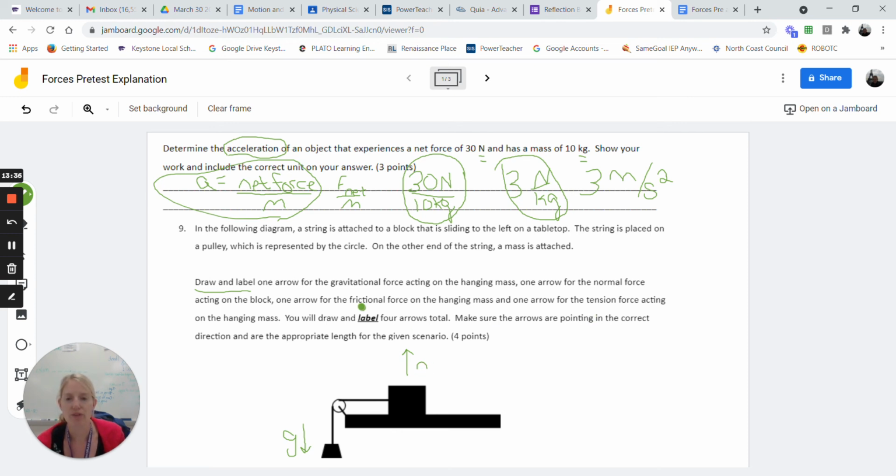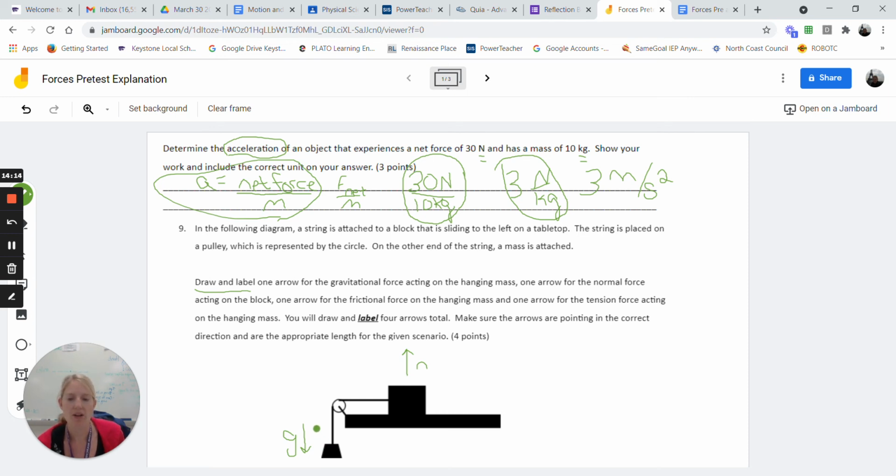Next, I need the frictional force on the hanging mass. So friction is always going to act in the opposite direction of motion. So when you rub your hands together, the friction between your hands is what's going to increase the thermal energy and make your hands feel warmer. So every time you do that, there's a motion and the friction acts in the opposite direction. So if our hanging mass is moving down, that means our friction will be acting up.